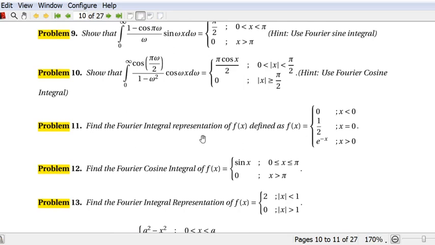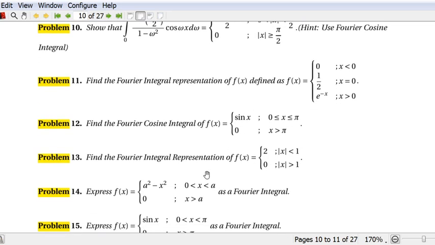Again we have to use Fourier integral representation with this as f of x. Here the integration is only for x greater than 0. That means A of omega is equal to 1 by pi integral 0 to infinity f of nu cos omega nu d nu. Here f of x is e raised to minus x, so f of nu is e raised to minus nu. Here is the Fourier cosine integral representation with this function f of x. Again Fourier integral representation, we have to find A of omega and B of omega using this function.